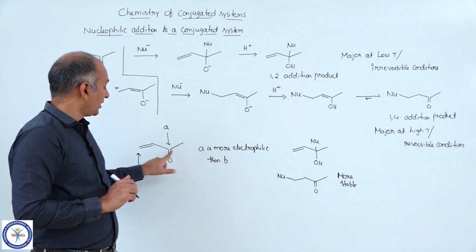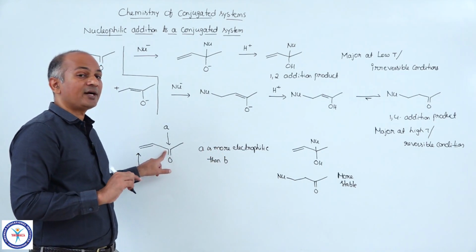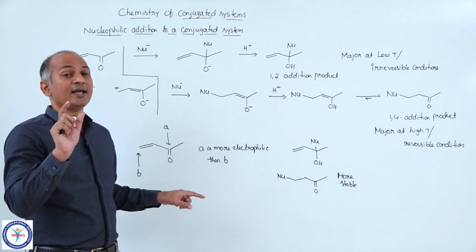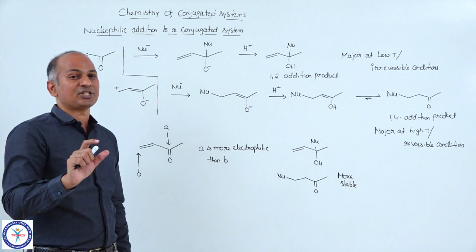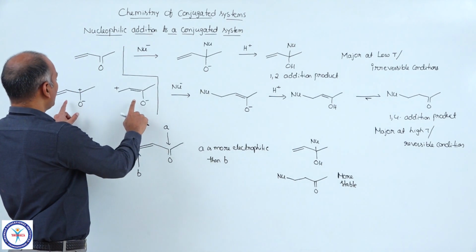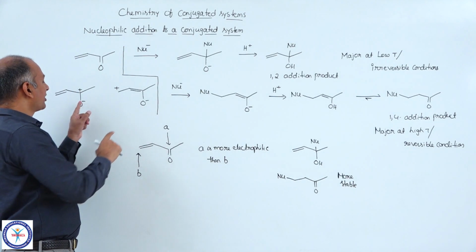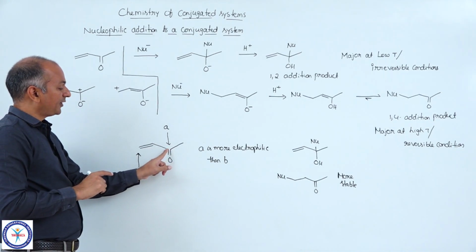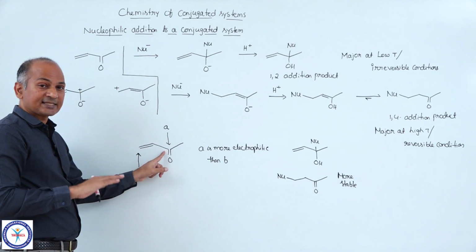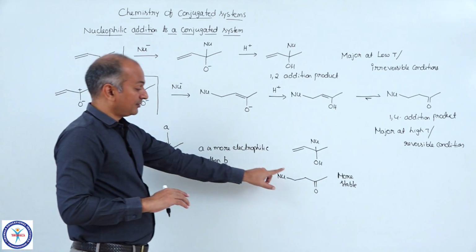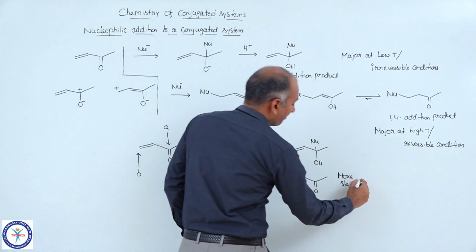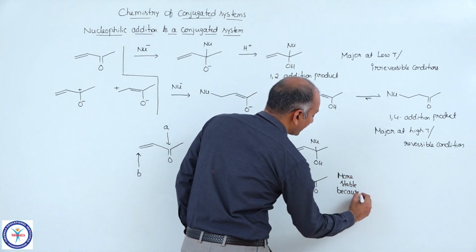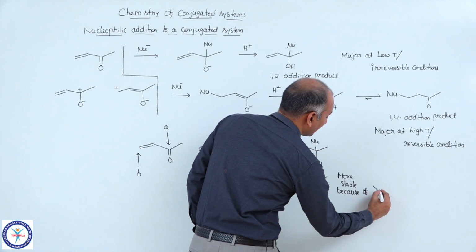Here the 1,2 addition path involves lesser activation energy because the carbonyl carbon has a greater magnitude of the partial charge. When you compare these two structures, the contribution of this structure is greater, and as a result the nucleophile prefers to attack this carbon. So lesser activation energy. But this product is more stable because of the presence of the residual C double bond O.